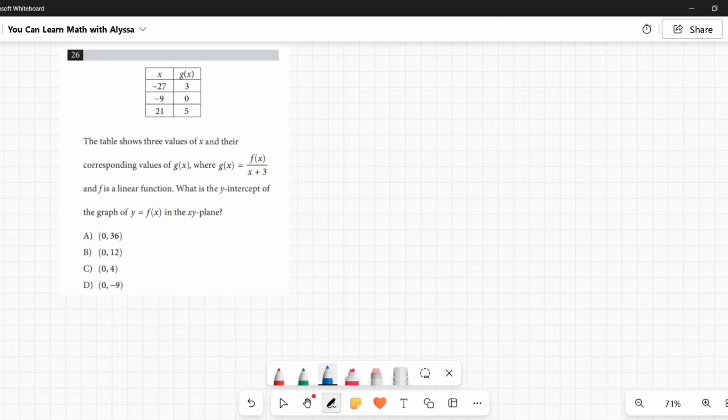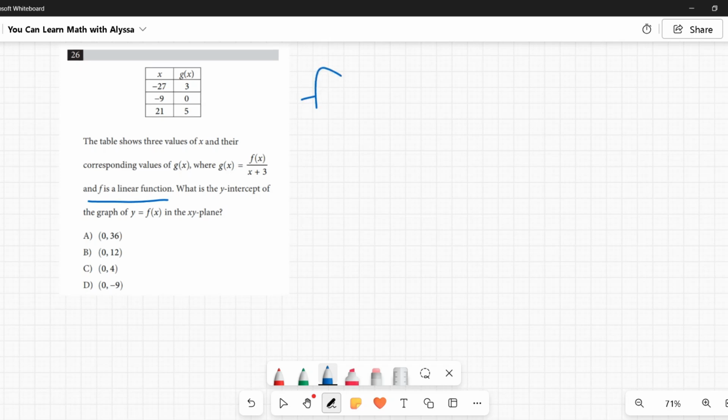Number 26. Given a table, and the table shows 3 values of x and their corresponding values of g of x, where g of x equals f of x over x plus 3, and f is a linear function. What is the y-intercept of the graph of y equals f of x in the xy plane? Okay, f of x is a linear function.